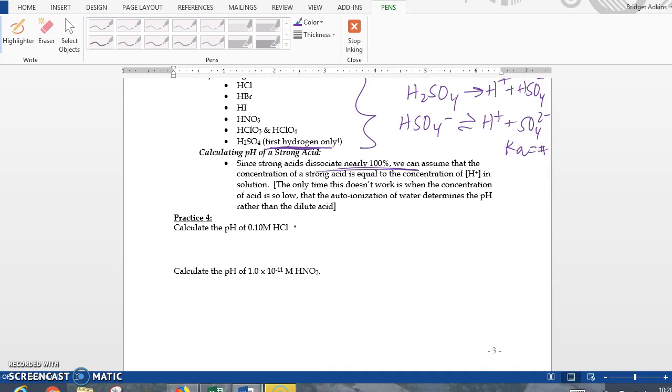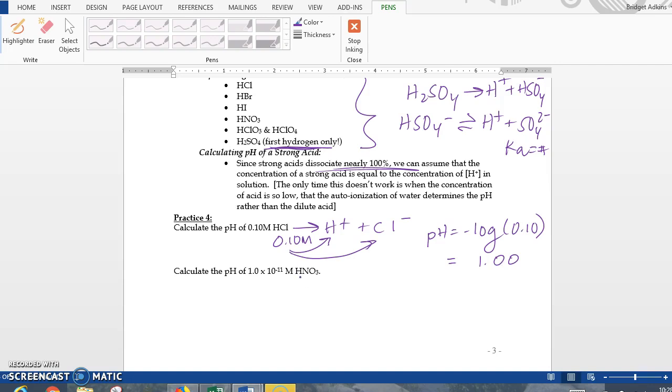The nice thing about that is that if HCl fully dissociates, if this was 0.10 molar, then both of those are 0.10 molar. So if we wanted to find the pH, we would just take the negative log of 0.10. And so we would get a pH of 1.00. We've got 2 significant figures in our concentration, so our log is going to have 2 decimal places.